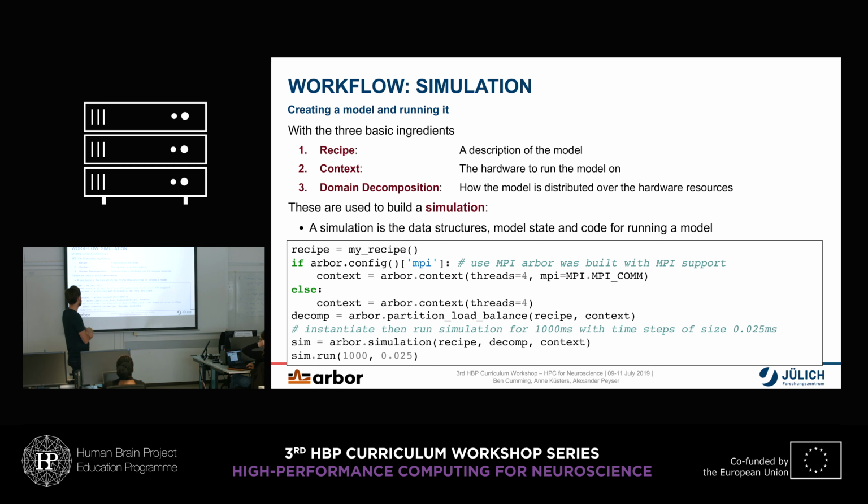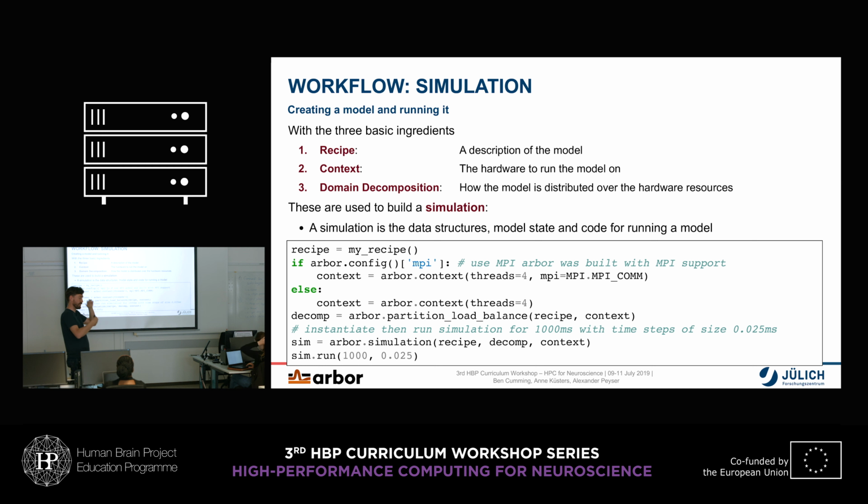We've got the recipe, the context, the hardware context, and now we know how to distribute that recipe or that model over the resources. The final step is to build a simulation. A simulation is where we've actually taken the model, distributed it, and built all of the state, all the things we need to do to actually run the model. Because if we're running the model on the GPU, the state that we have to build looks very different from if we're running it on a multi-core CPU.